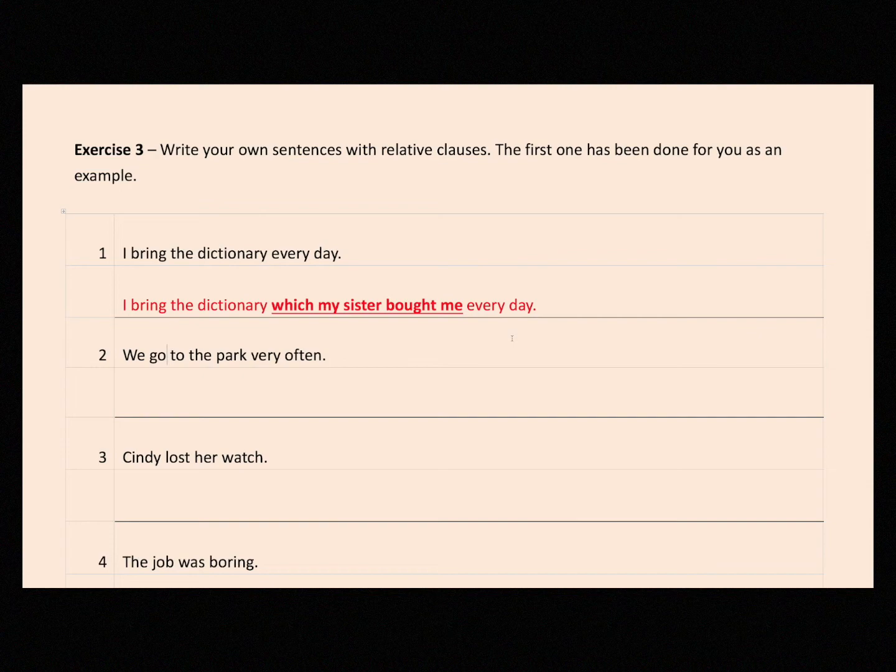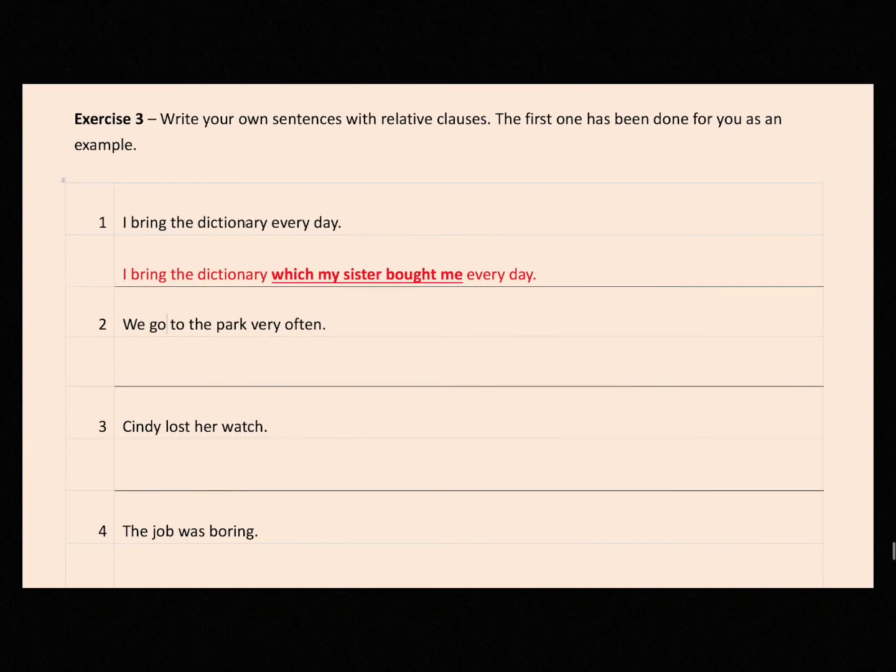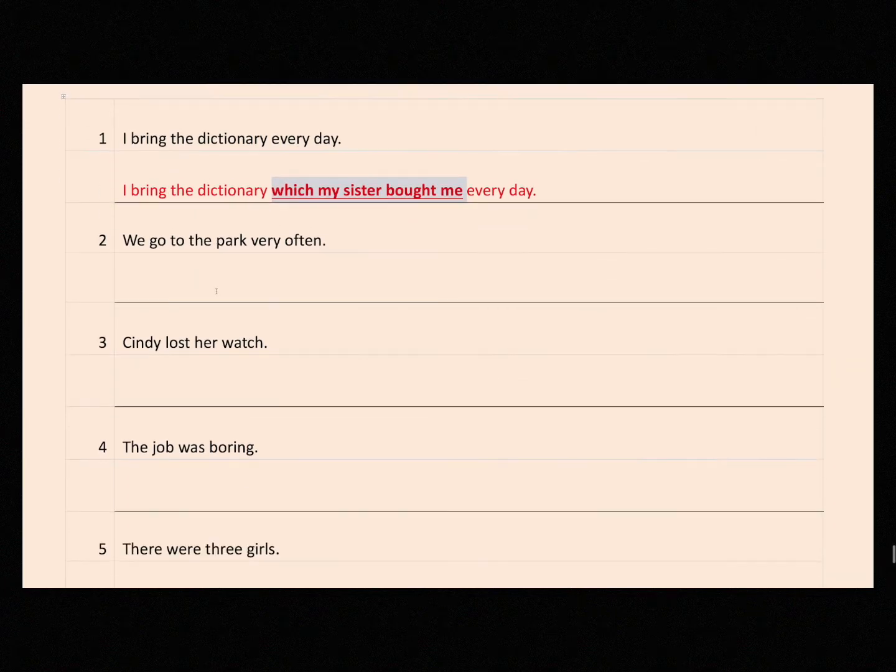In this exercise, we're going to write our own sentences using relative clauses. Like number 1: I bring the dictionary every day. So after putting the relative clause, it becomes: I bring the dictionary which my sister bought me yesterday. Because the dictionary is a thing, we use which to refer to it.